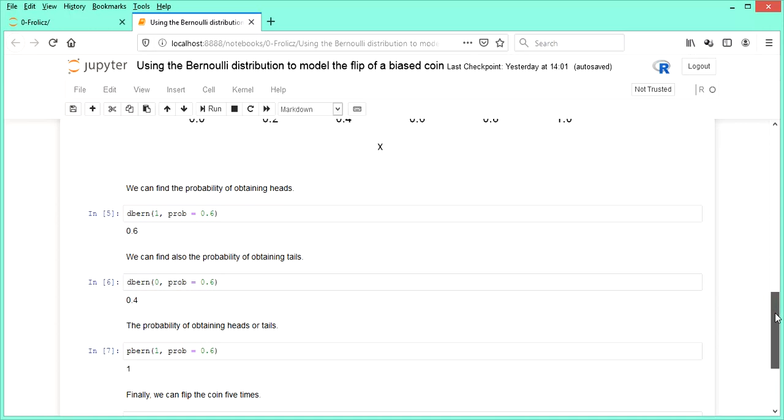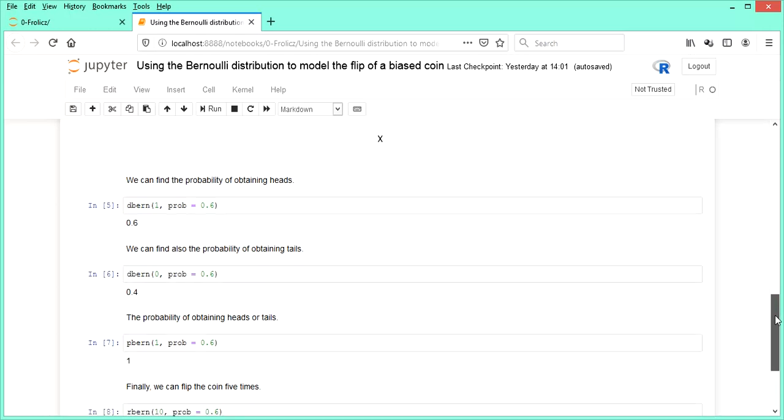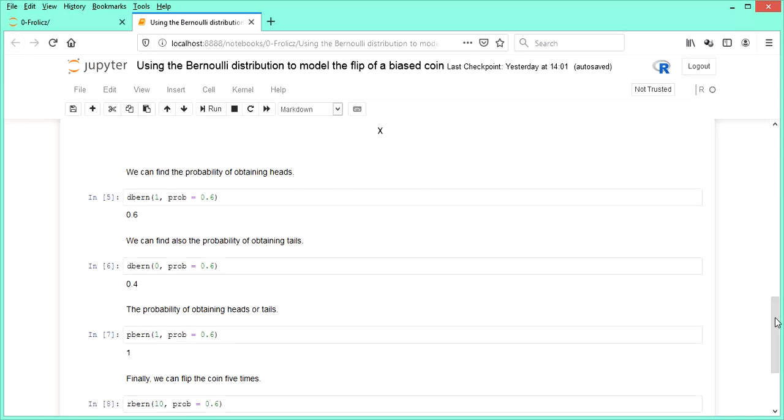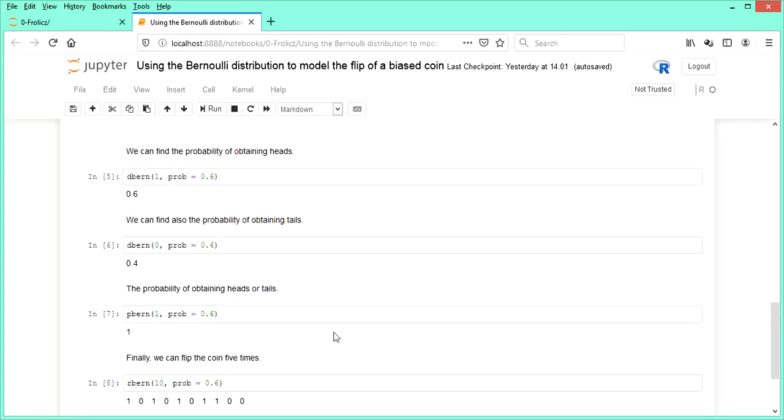And finally, we can flip the coin 10 times using the command rbern, and then again pass the parameter 0.6. And when we do that, we will get this outcome. This is one of many outcomes. When you run this, of course, you can get something completely different. But here we've got heads, tails, heads, tails, heads, tails, heads, heads, tails, heads. So we've got 1, 2, 3, 4, 5 heads. But we would expect in 10 flips to get 6 heads. So that's not too bad.